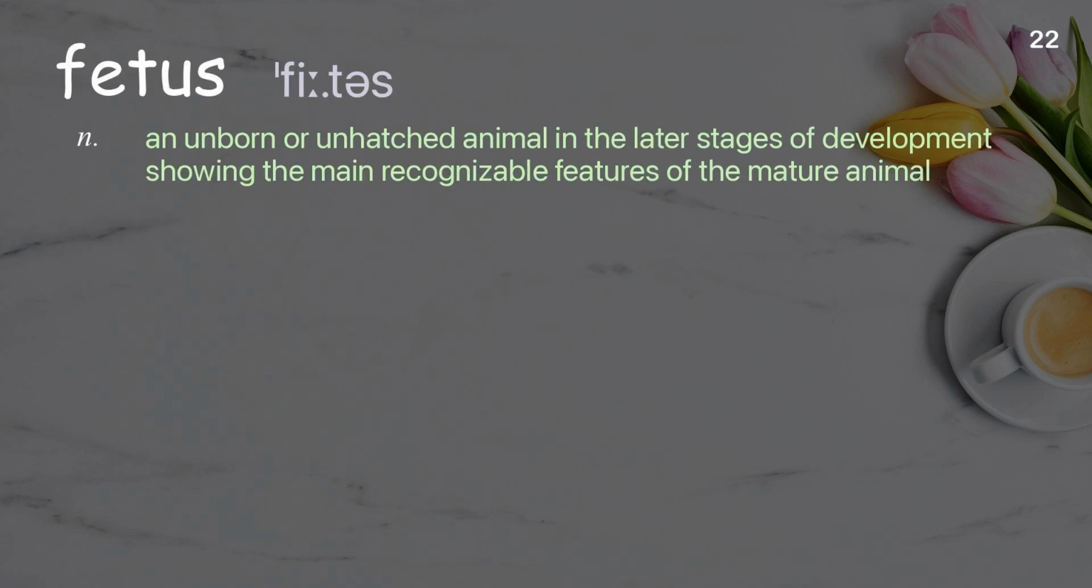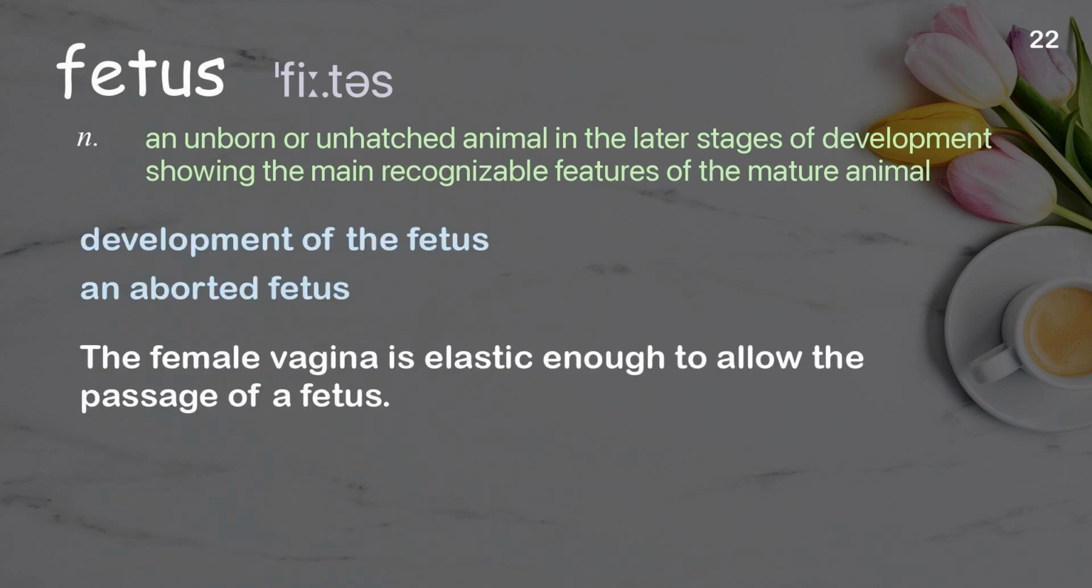Fetus. An unborn or unhatched animal in the later stages of development, showing the main recognizable features of the mature animal. Examples: Development of the fetus. An aborted fetus. The female vagina is elastic enough to allow the passage of a fetus.